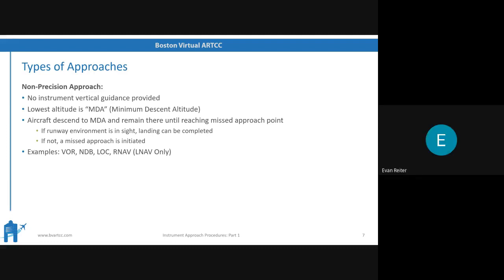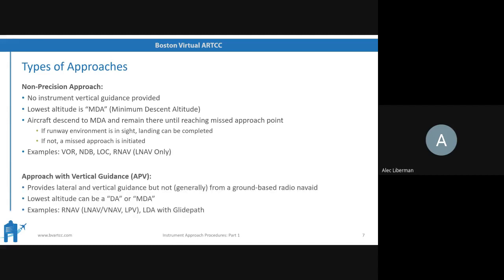Yeah, absolutely. Cool. And next you have an approach with vertical guidance, APV. This provides lateral and vertical guidance, but not from a ground-based radio nav aid. So the lowest altitude can be a DA or an MDA, and examples of this are an RNAV with both LNAV, VNAV capabilities like you'd find on an airliner, or an LPV approach, which you'd find on small aircraft equipped with WAAS, or an LDA with glide path. So these ones you fly as if they are precision.